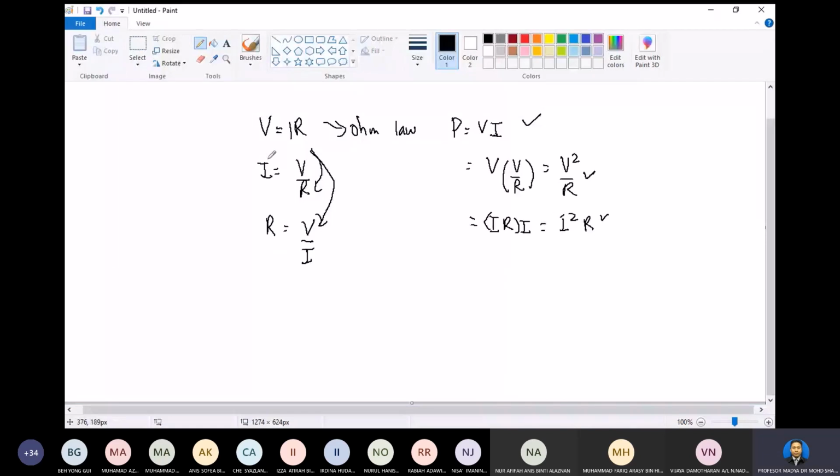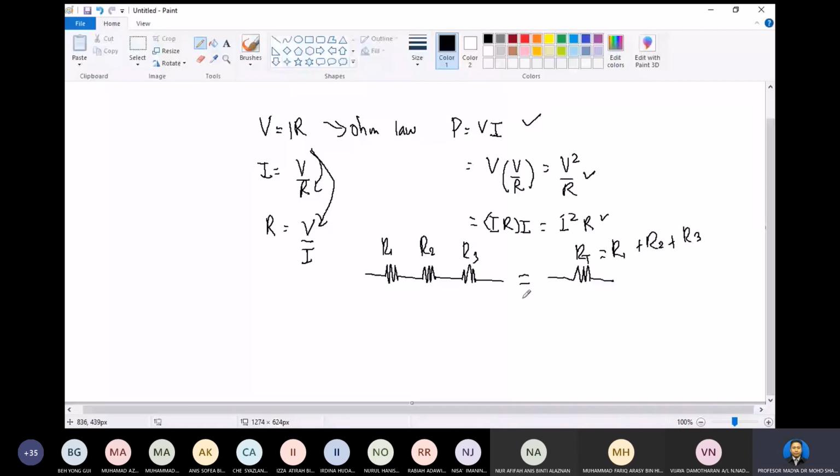Next, for example, for the resistor, this is just a basic for electrical. If we have resistors in series, for example R1, R2, R3, and so on, this can be equivalent to RT, we call it R total. Resistors in series you can add. So RT equals R1 plus R2 plus R3. This is basic. Resistors in series you can add.